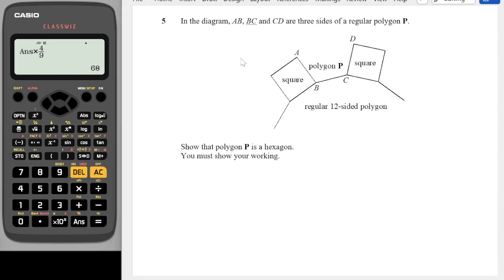Question 5. In the diagram, AB, BC and CD are 3 sides of a regular polygon P. Show that polygon P is a hexagon. You must show your working. I'm going to just look at the exterior angles, and I'm going to say that the 2 exterior angles need to add up to 90 degrees. The exterior angle of a 12-sided shape is going to be equal to 360 divided by 12, so it's going to be equal to 30.